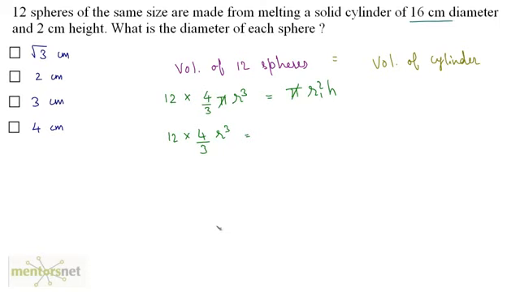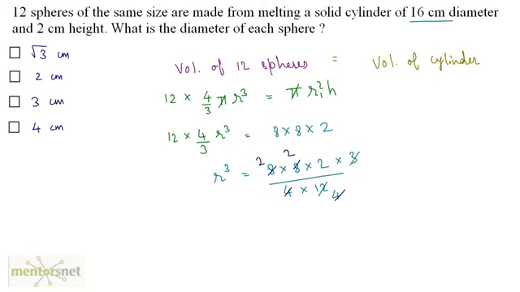Well, the diameter of the cylinder is 16 centimeters, so the radius is half of 16, that's 8. So r square will be 8 times 8 times the height is 2 centimeters, so 2. So I can write r cube is equal to 8 times 8 times 2 divided by 4 times 12, and this 3. Okay, 3 times 4 is 12, and I have 4 times 2 as 8, and again 4 times 2 as 8. So I have r cube is equal to 2 times 2 times 2, that's 2 cube.